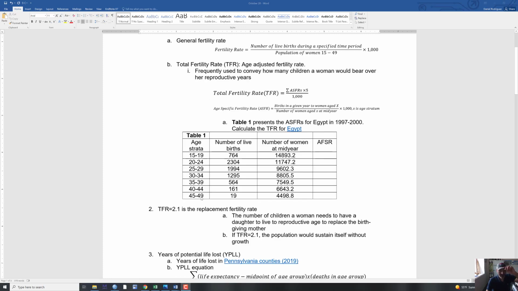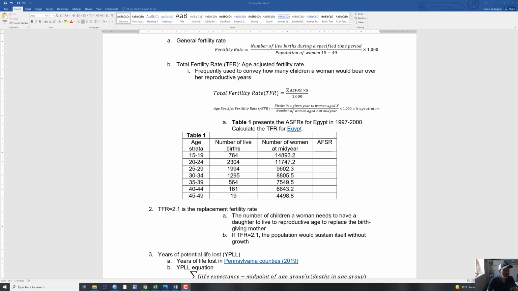A total fertility rate of 2.1 is considered a replacement fertility rate. So that's how many live births a woman would have to give in order to replace herself, because it's taking into account that you also have infant mortality. I don't know what a 0.1 of a baby is. Maybe it's a finger or something like that. Just kidding. But yeah, that's how we would do this calculation.